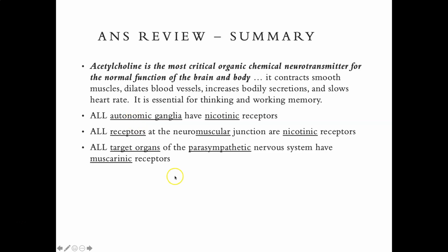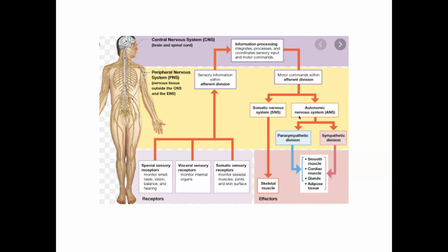This last piece kind of summarizes what we've been talking about. Not quite so critical. But just know that all autonomic nervous system ganglia have nicotinic receptors. All receptors at the neuromuscular junction are nicotinic. All target organs of the parasympathetic nervous system are muscarinic. If I had to pick and choose what you need to know on this slide, it would be it contracts smooth muscles all the way through working memory. That's the most critical. So let's take a look at a visual on this, on how this actually works.